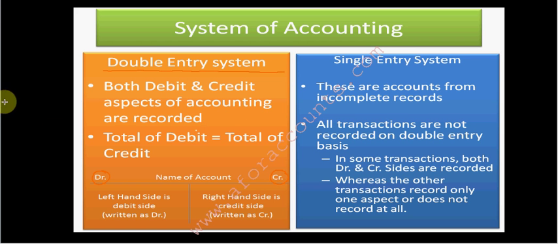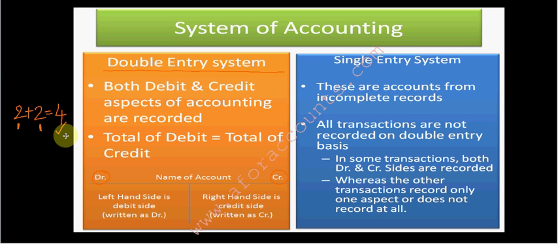See, in maths, 2 plus 2 has to be 4. Same way in accounts, for every debit, there has to be an equal and opposite credit, and then only your accounts are tallied, otherwise there is a mistake. So accounts is as good as mathematics.